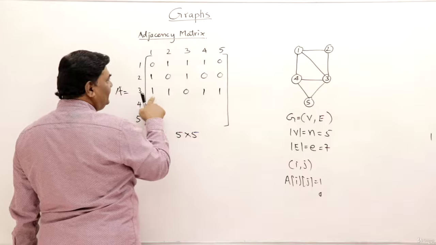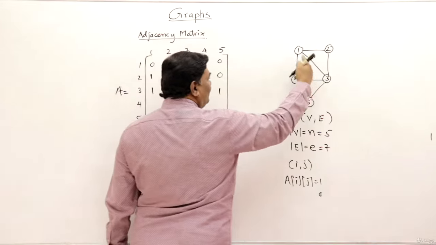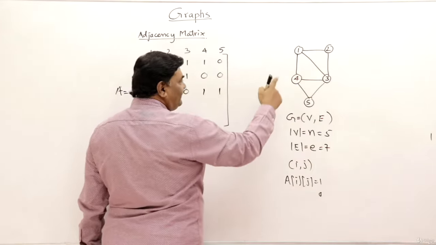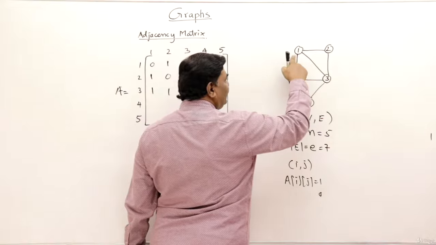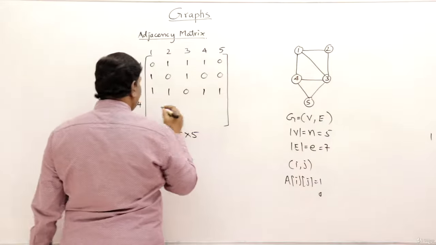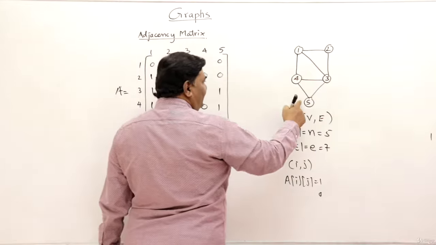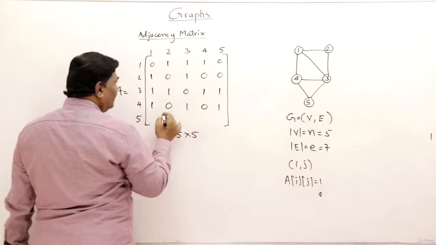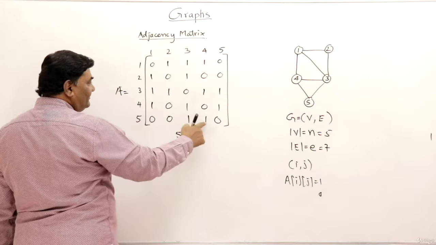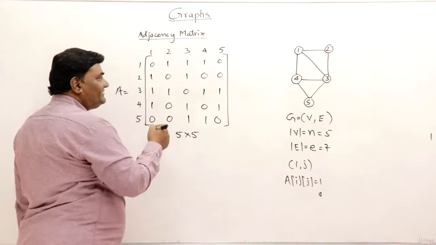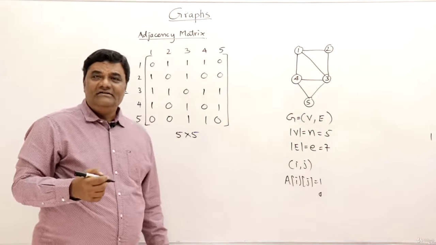From 3, it is to 1, 2, 4 and 5. Then from 4, it is connecting 1, 3 and 5. Then from 5, it is connecting to 3 and 4. So that's it. See, if there is no edge, I have marked it as 0.